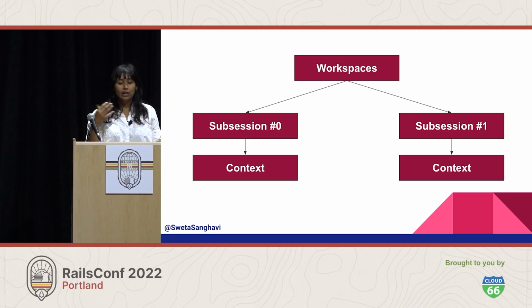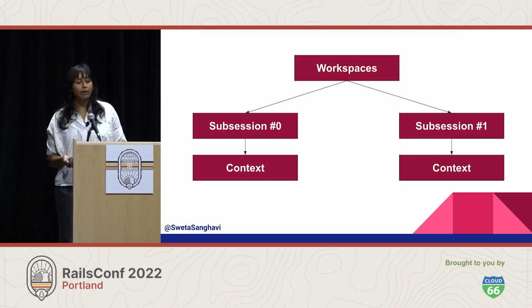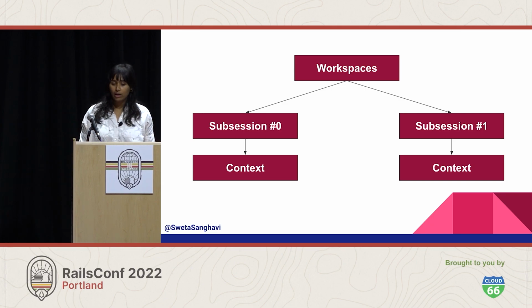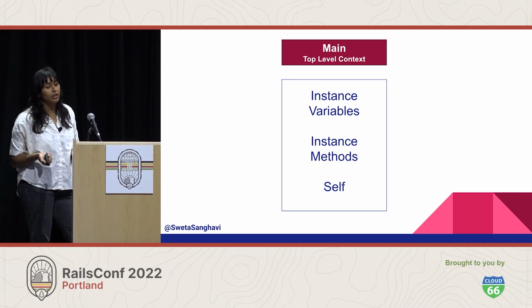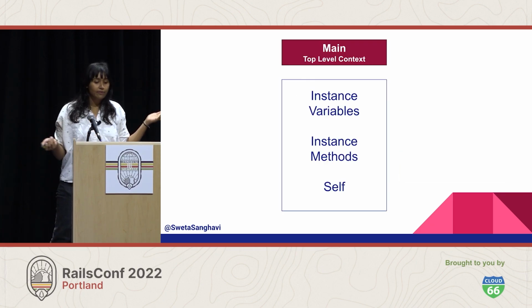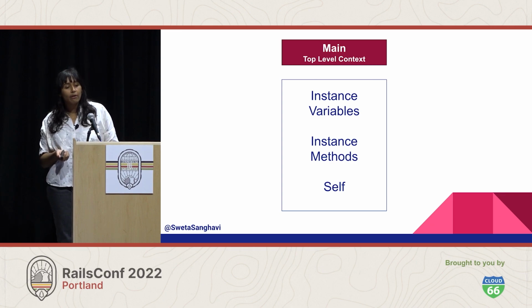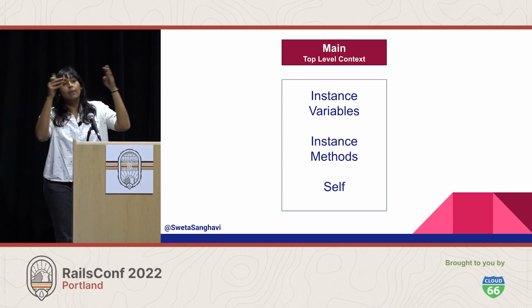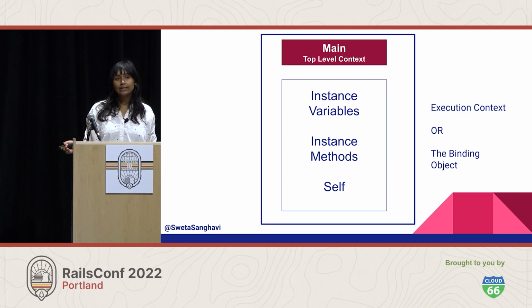The way we can think about the context is the context keeps track of the execution context at a particular place in our program. So let's talk more about context. Well, when you load up a subsession, let's talk about the main top-level context. You have access to the instance variables, instance methods, and the concept of self. When we think about all of that in totality, we call it the execution context.